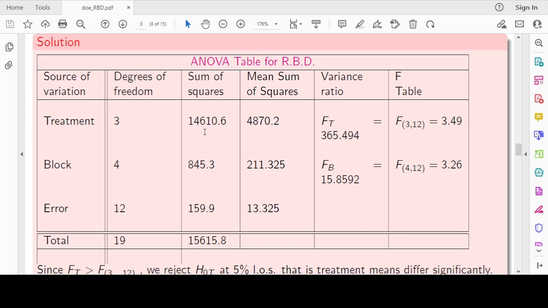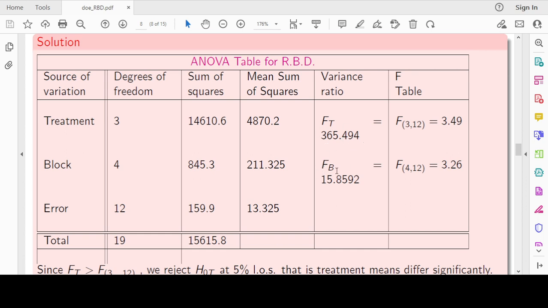Then the mean sum of squares can be obtained. This divided by this value, this by this, this by this. We have this as the mean sum of squares here. Then we obtain the F ratio, that is, the mean sum of square due to treatment divided by the mean sum of square due to error. This is 34870.2 divided by 13.325. So this is the value we have.